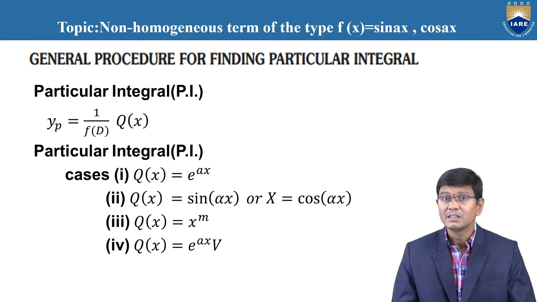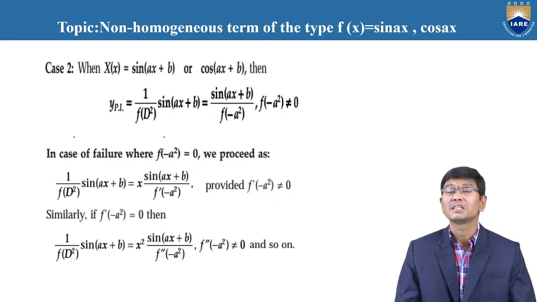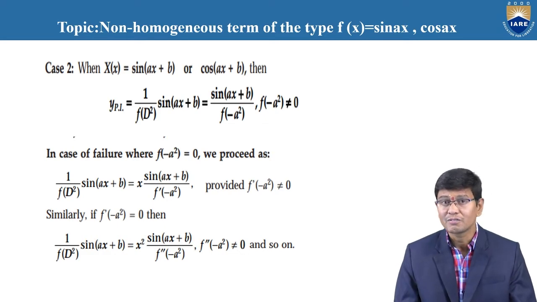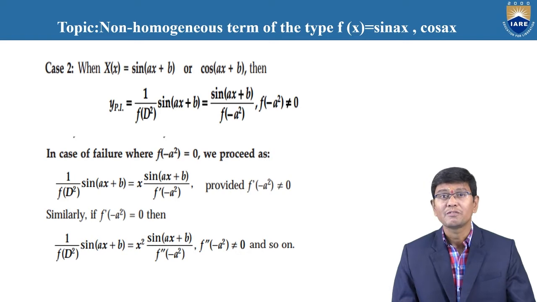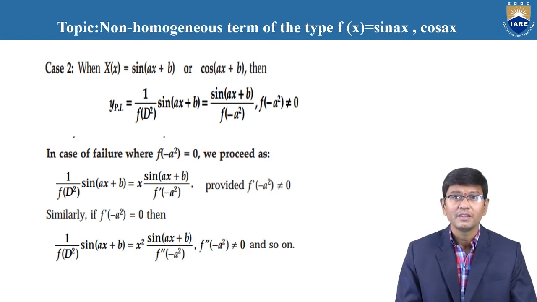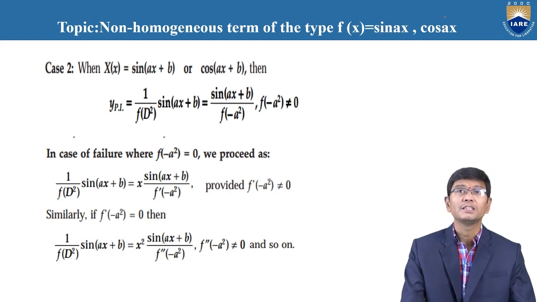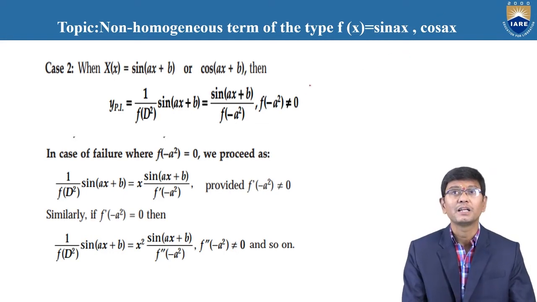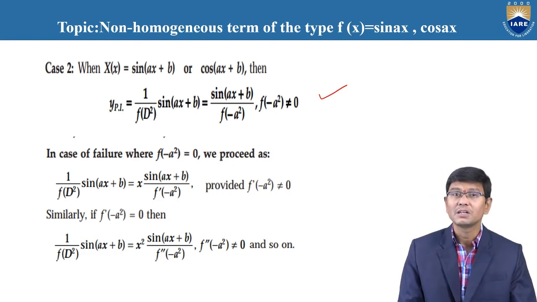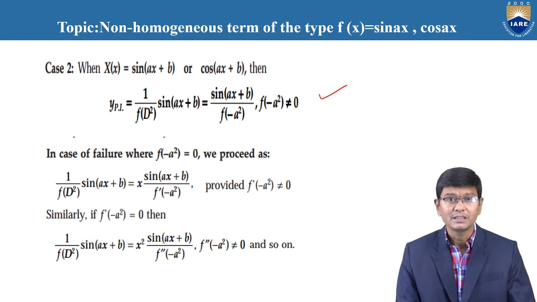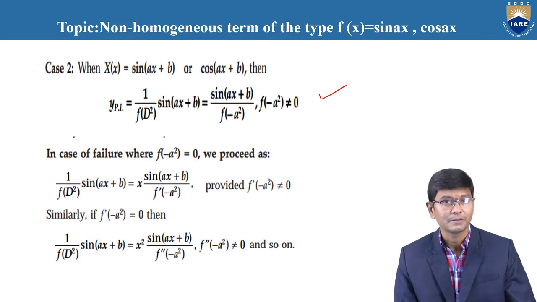Previously, case 1 was discussed clearly. Now we will discuss case 2, that is q of x equal to sin of ax plus b or cos of ax plus b. According to the working rule, the particular integral is equal to 1 by f of D into q. Therefore, 1 by f of D square into sin of ax plus b is equal to sin of ax plus b by f of minus a square, where you need to replace D square with minus a square. That means whenever the given function q of x is sin of ax plus b or cos of ax plus b, we need to directly replace D square with minus a square.